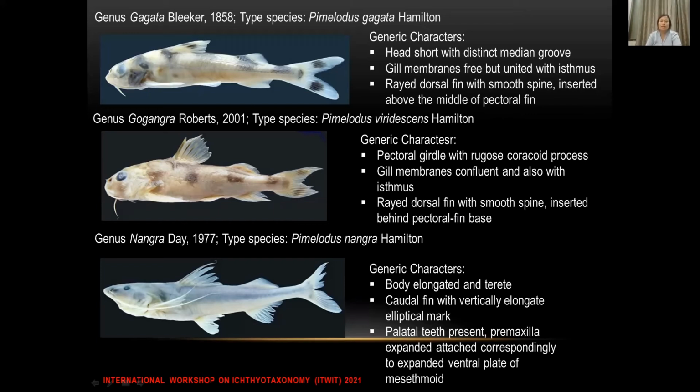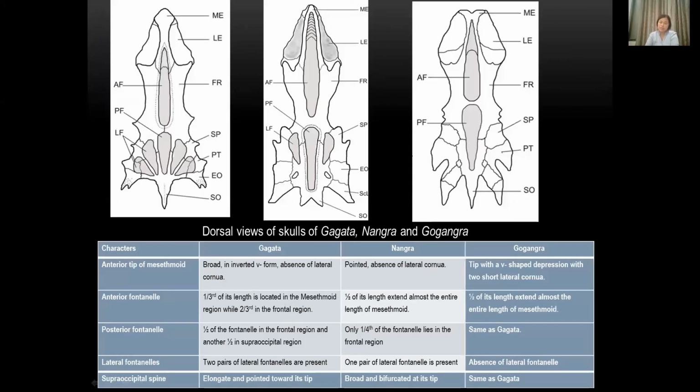This is the thing. Then Nangra is a little different, so we can find that the body is elongated and terete. Then the palatal teeth are present and the premaxilla is expanded. So this is the feature of Nangra. But the differences which we have studied are these. So these are the dorsal views of skulls of Gagata, then Nangra, then Gogangra.